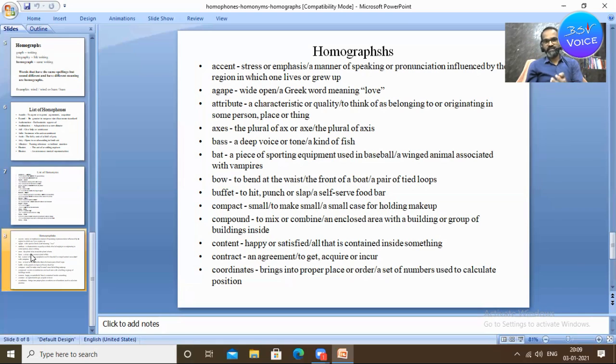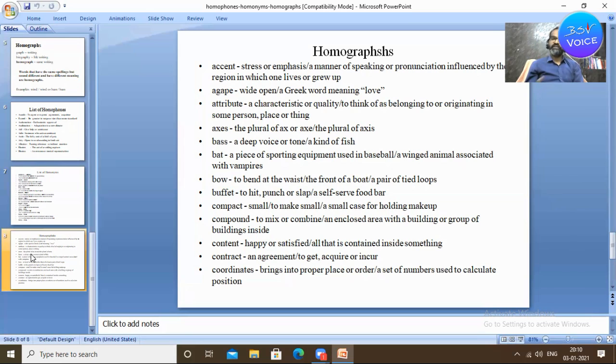And contract is an agreement, right? Contract, and at the same time, to acquire or incur something, to get something. Contracted, it's an agreement, it's a contract. So contracted to get something else, and it's an agreement there for doing anything.